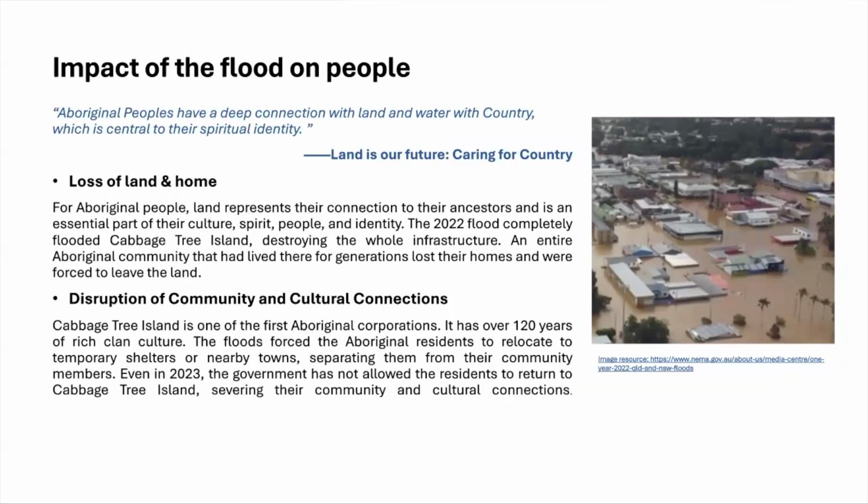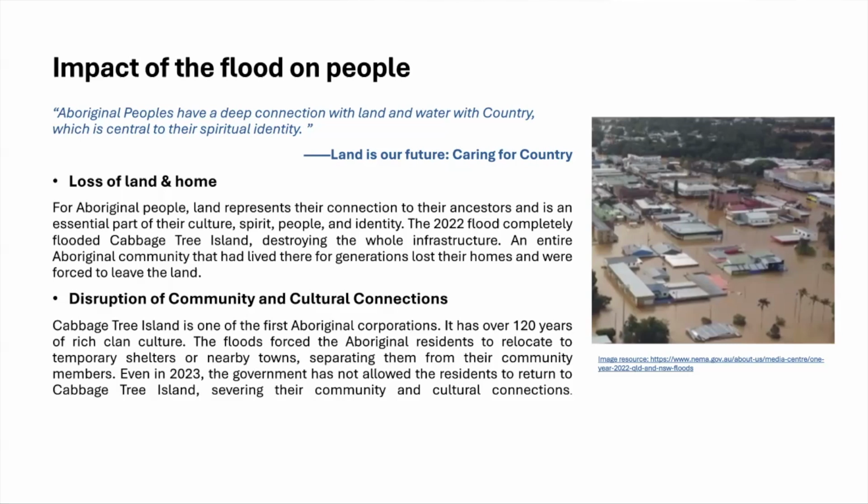For the Aboriginal people of Cabbage Island, the flood's impact went far beyond the physical damage. Land is not only the basis for survival, but also deeply tied to their culture, spirit, and identity. The floods submerged the entire island, destroying generations-old homes. Many Aboriginal people were forced to relocate, severing their connection to the land and their ancestors. More tragically, the community structure and cultural bonds were heavily damaged.